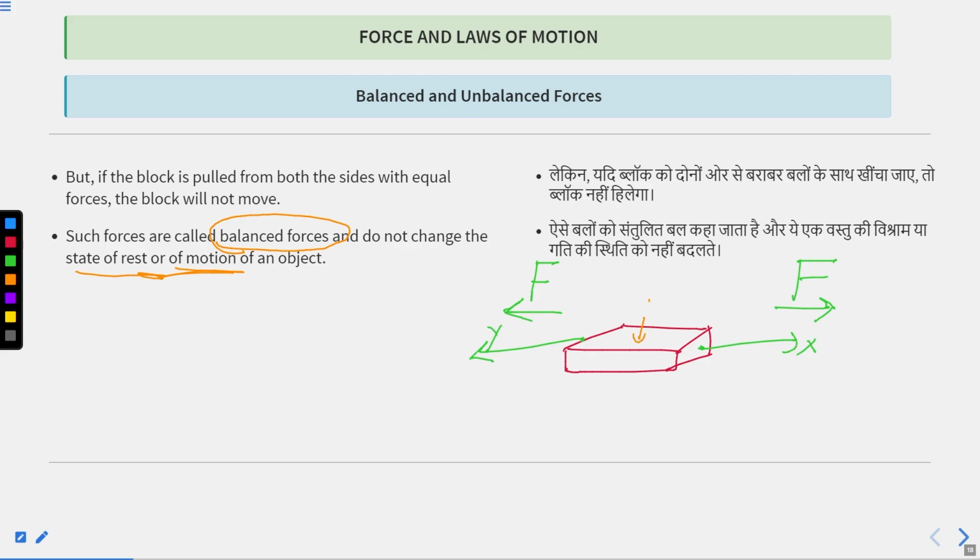Currently this object was at rest. We have applied two equal and opposite forces in such a manner that this object is not changing its state. Then such force is known as balanced force. Is it clear?